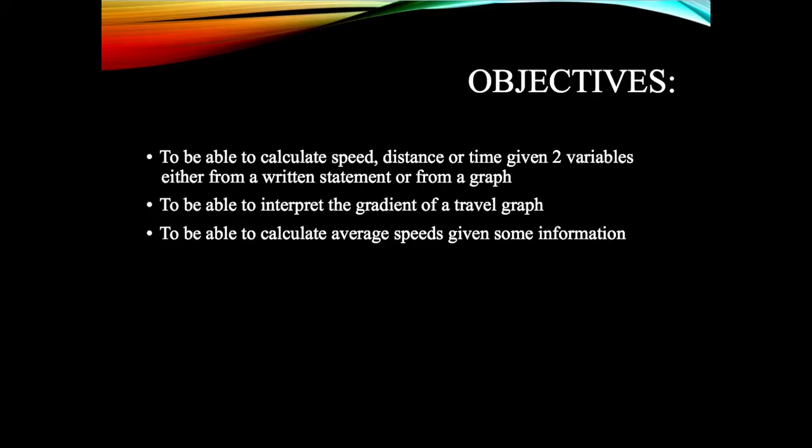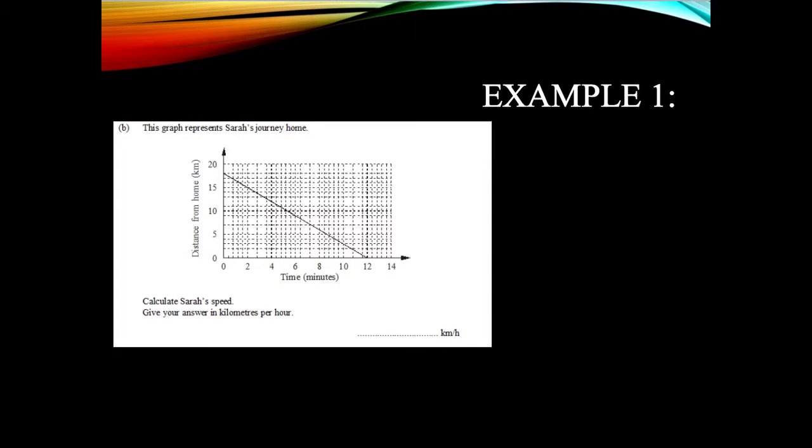We're also going to look at being able to interpret the gradient of a travel graph, and remember that gradient is the steepness of the line. And we're also going to work out average speeds if we've been given some information in the question. Let's look at the first example then.